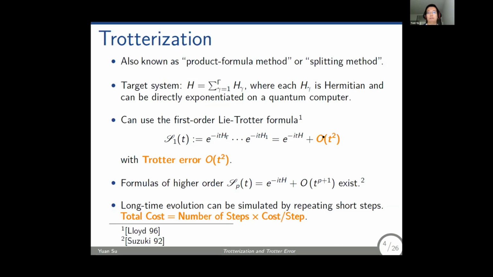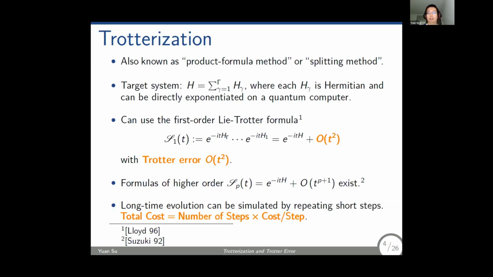Equivalently, you get an error that is second order in the time. So I'll call it a Trotter error. Of course, this is a very simple formula, and you can try to construct more complicated formulas achieving higher-order accuracy, for example, by using other formulas designed by Suzuki or others.